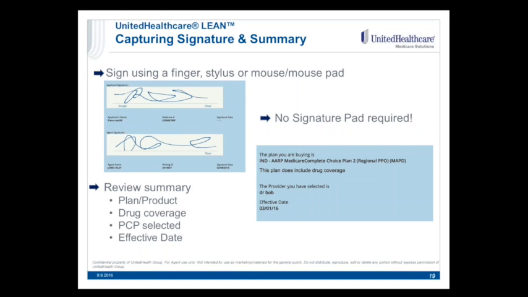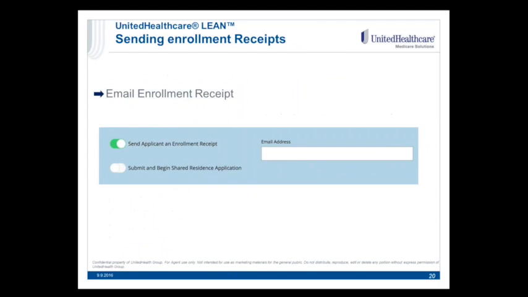As you know, sometimes members do not have the opportunity to switch plans after AEP. So you want to make sure right plan, whether or not it includes drug coverage, and that the PCP and effective date look correct. Very, very important that they do that and that they capture that signature, and then you move forward.